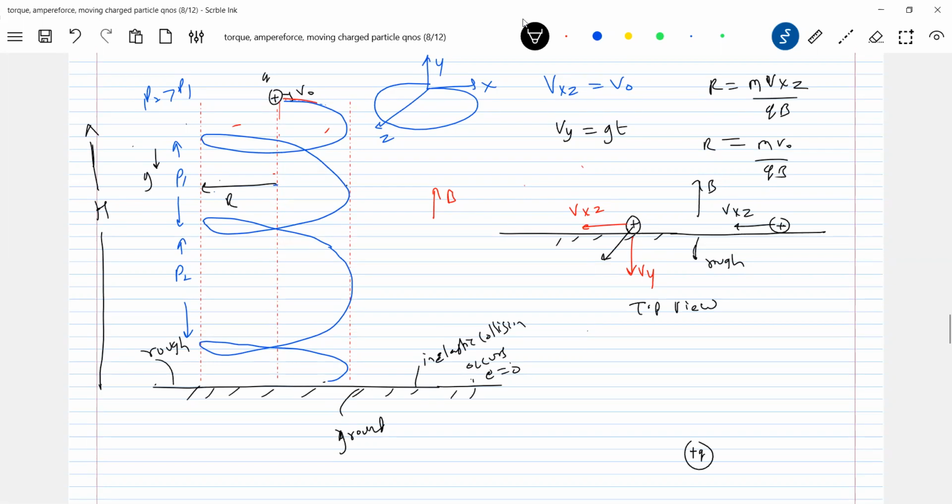B bar out of the plane. So the magnetic force... Vxz, or you can write it equal to V naught. So what is Vxz equal to? This should be equal to V naught, no? So write it V naught.